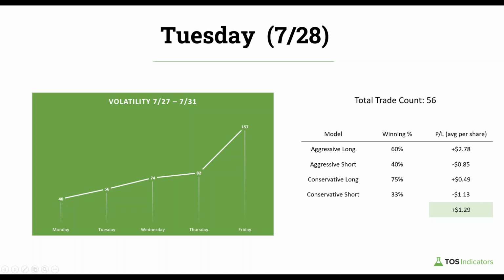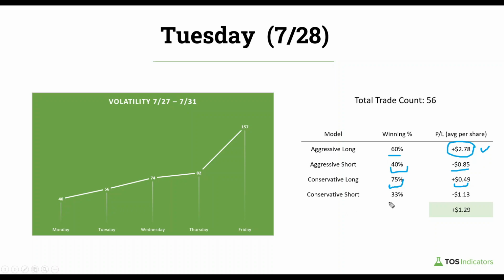Now, switching over to Tuesday here, Tuesday we had more trades, right? We had 40 on Monday, now we have 56, and off of the 56, we had a 60% win rate on our aggressive long for a net P&L of 2.78 per share, which is again above 0, a nice number that we like to see. Aggressive short was 40%, so we saw a little bit less here. We also gave back a chunk of that in terms of the models just weren't profitable here, so negative 85 cents per share. Conservative long, a nice winner, 75 cents.